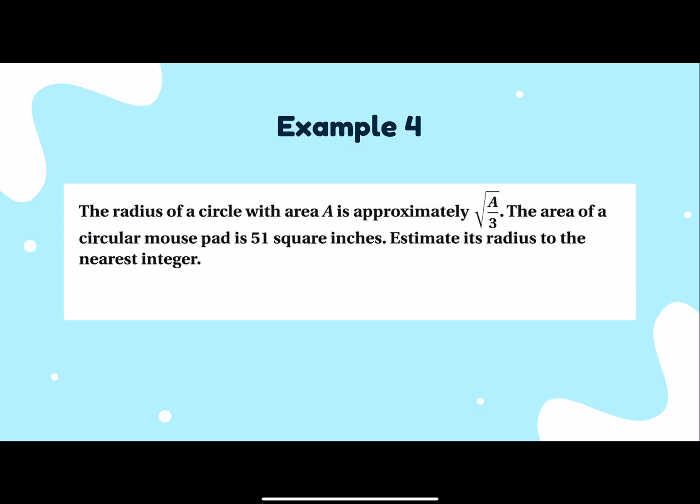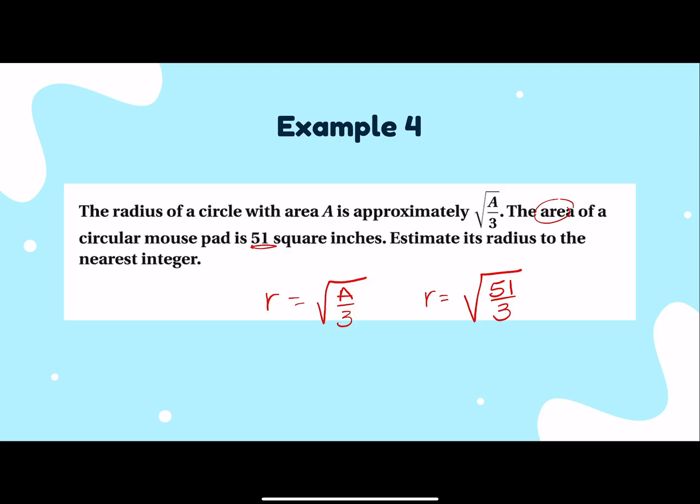Okay, and lastly, we've got the radius of a circle with area A is approximately the square root of A over 3. The area of a circular mouse pad is 51 square inches. Estimate its radius to the nearest integer. So it tells me the radius is equal to this right here. Okay, and then it gives me the area. It gives me A. So it tells me that A is 51. So all I have to do to solve this is find the square root of 51 over 3.